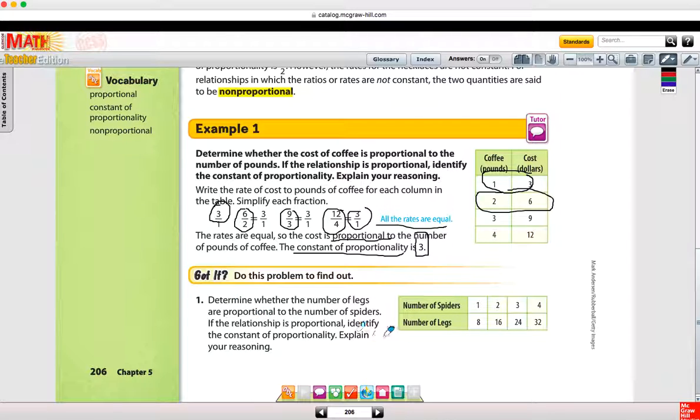At the bottom here, we have the same type of problem, where we have one spider with 8 legs. So we can write that as 8 legs for 1 spider. Does that match up with 16 legs for 2 spiders? Yes, it does. That reduces to 8 over 1. And does that match up with 24 legs for 3 spiders? Yes, it does. That reduces to 8 over 1. And finally, 32 legs for 4 spiders also reduces to 8 over 1. So we would say that the constant of proportionality is 8.